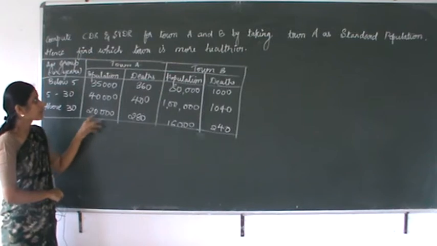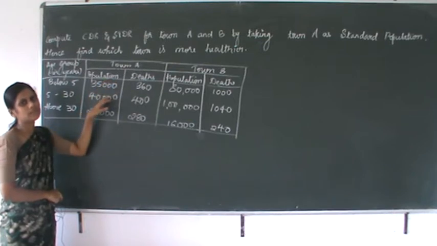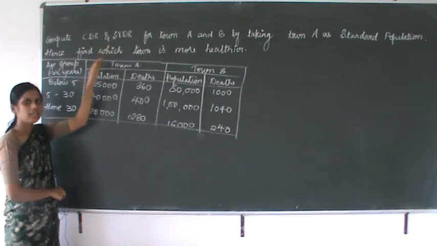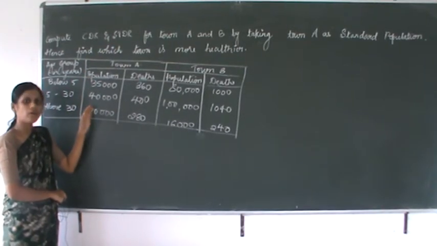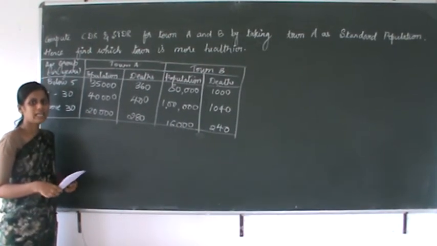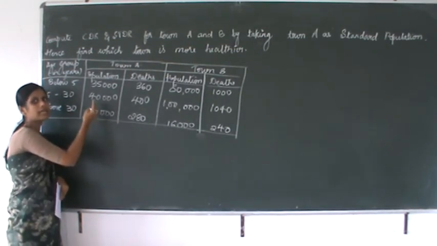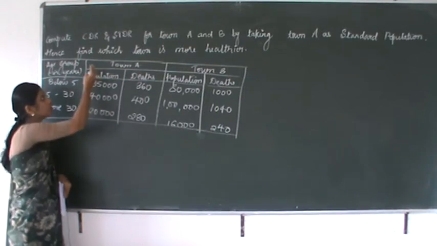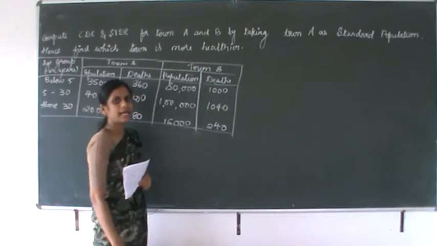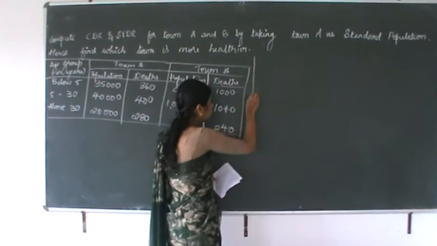So first of all, when we calculate STDR for town A, as town A population itself is taken as standard population, we are not required to calculate STDR. Here CDR of town A itself is considered as STDR of town A, because both the population and the standard population are the same for town A. Therefore, STDR is equal to CDR of town A. That's why there is no need to calculate STDR. If we calculate CDR, that is enough. So we will start the solution.